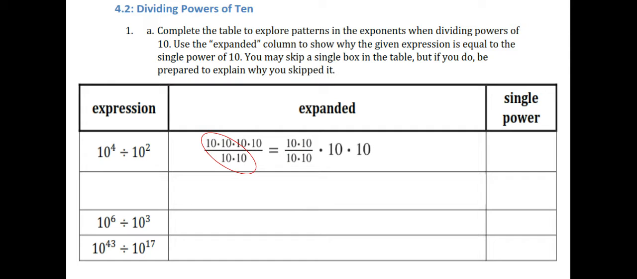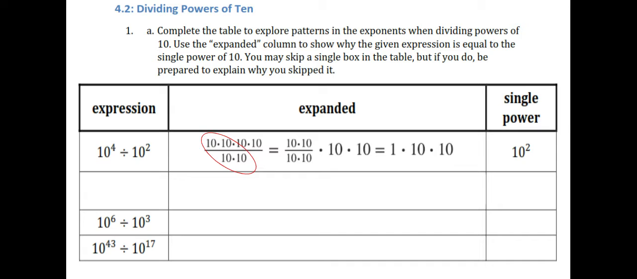I remember from the warm-up that any number divided by itself is 1. So 10 times 10 divided by 10 times 10 is equal to 1. There are now 2 factors that are 10 remaining, which can be written as 10 squared, or 10 to the 2nd power.